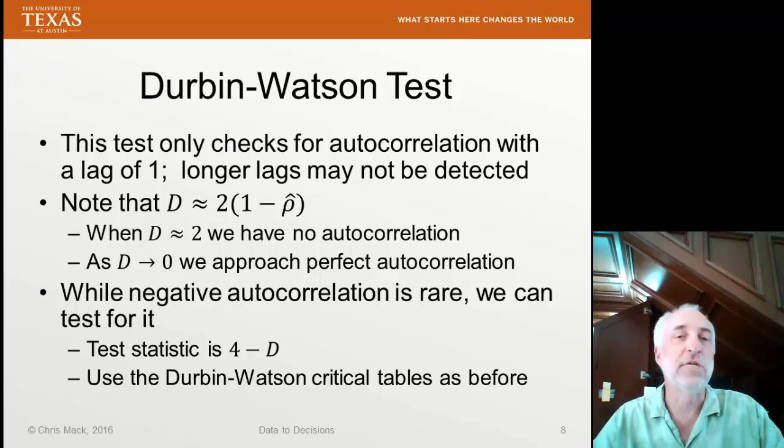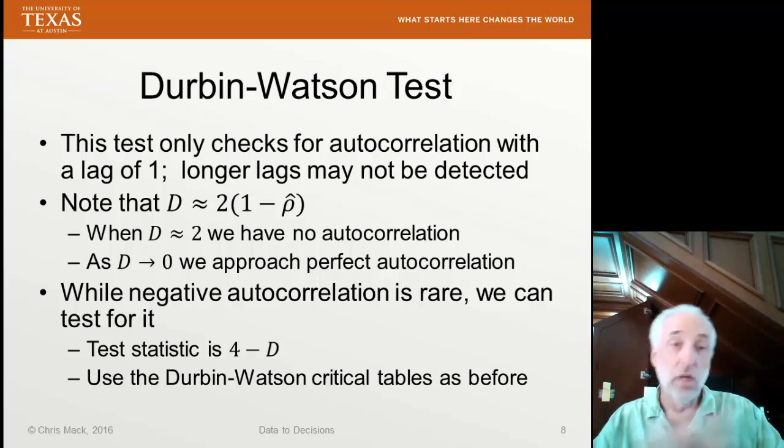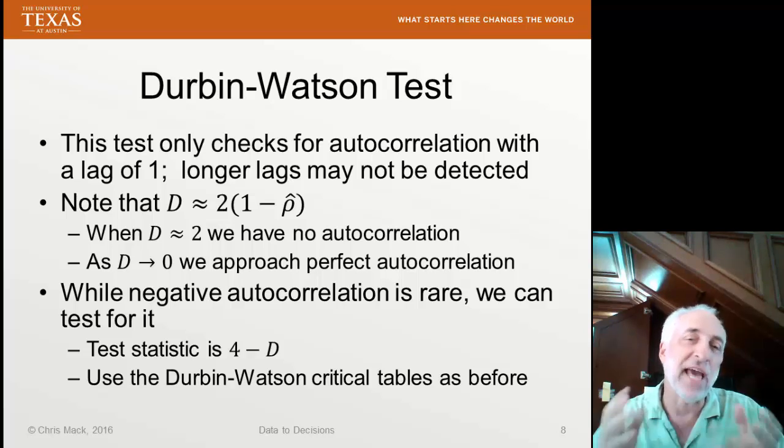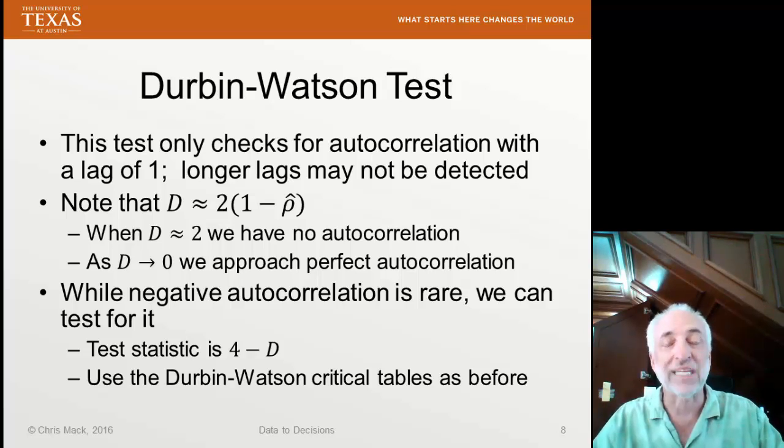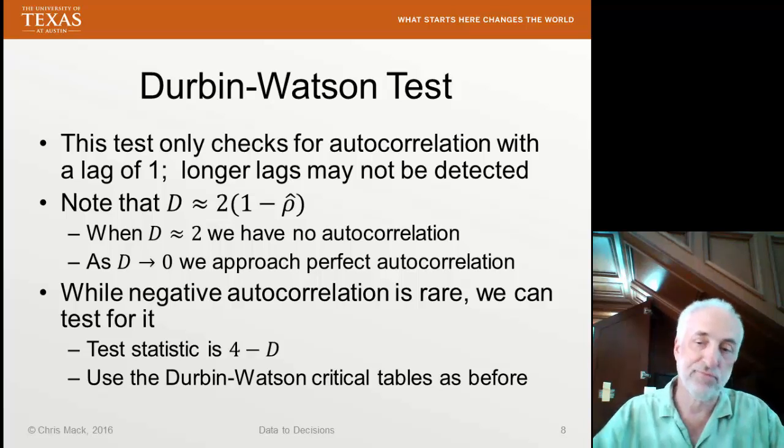We can test for negative autocorrelation. Rho is negative, and we see that D is bigger than 2. So we can test for that too. The way we test for that is by creating a new test statistic equal to 4 minus D, where D is calculated in the normal way. When we do that, we have the exact same test that we can do. We can use the Durbin-Watson critical tables as before and do all of our testing exactly the same. But this time we're testing with the alternate hypothesis being that rho is negative.